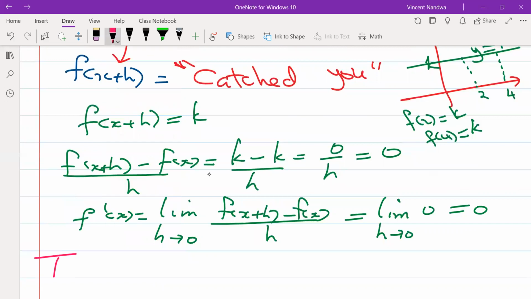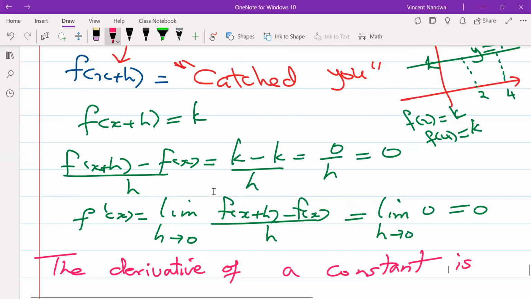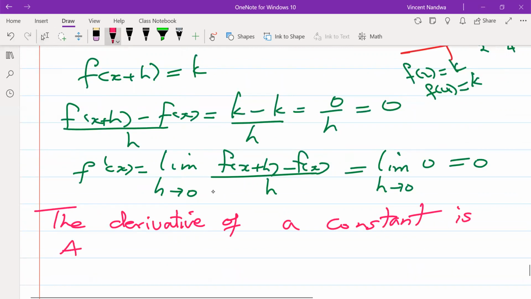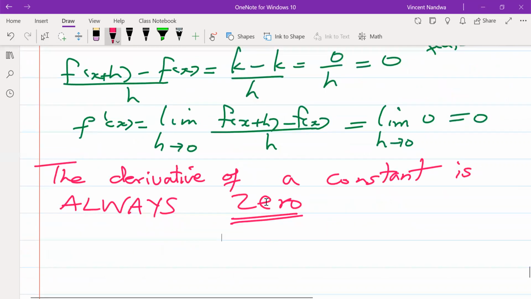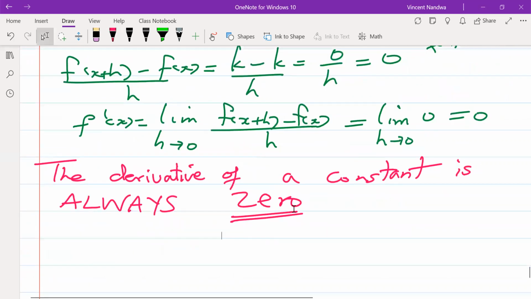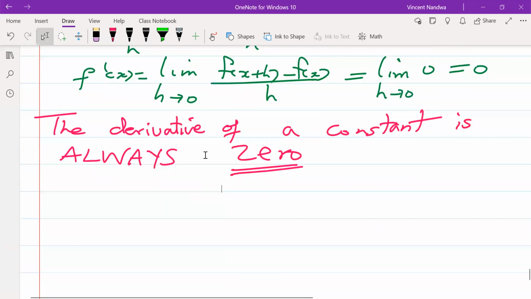So the derivative of a constant is always 0. So know that d/dx of a constant value will always give you 0. So I'll state other methods of carrying out differentiation.